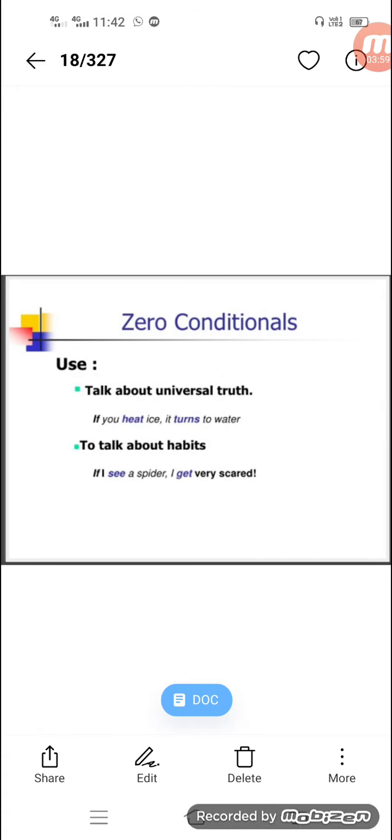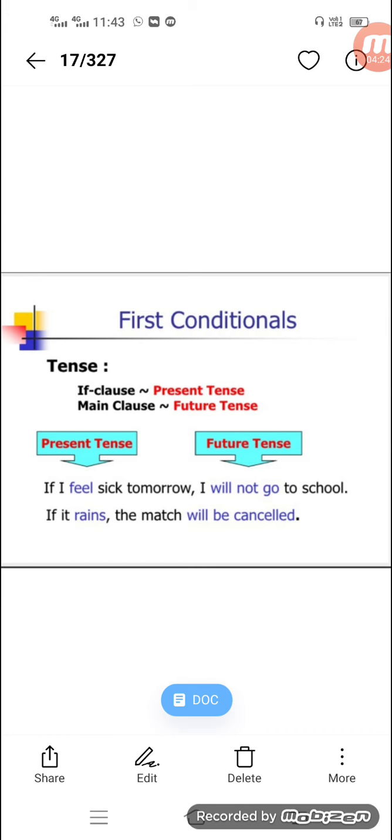Now let us see zero conditional uses. We should talk about universal truth, and we should also talk about habits. If you heat ice, it turns to water. It's a general fact. And if I see a spider, I get very scared. It is also a habit. That's why these two conditions should be indicated by zero conditionals. Now let us see the next one.